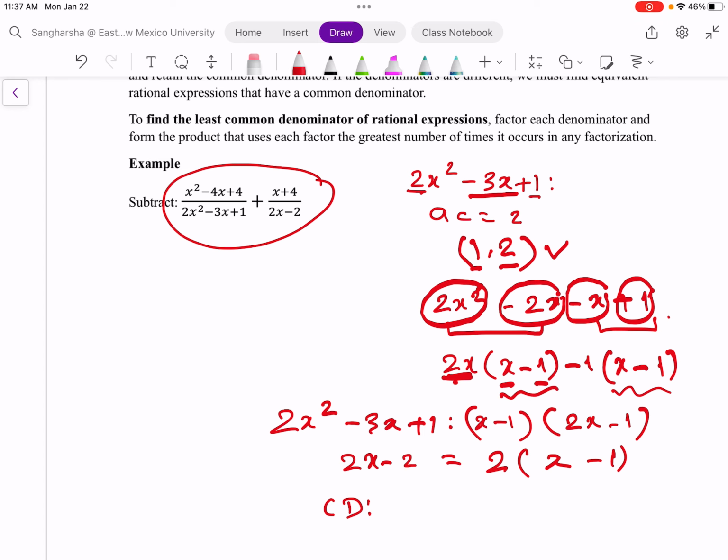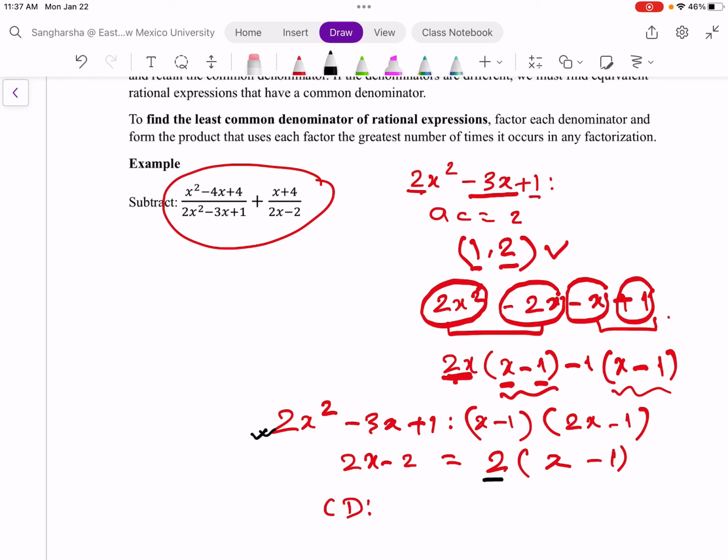The first step, you write down your denominators in factor form. Now we look for the common factor. Do we have any common factor? So what is the common factor here? X minus 1. Okay, now before that, is 2 a common factor or not? What about 2? 2 is a factor for this second denominator, but is 2 a factor for this first expression?